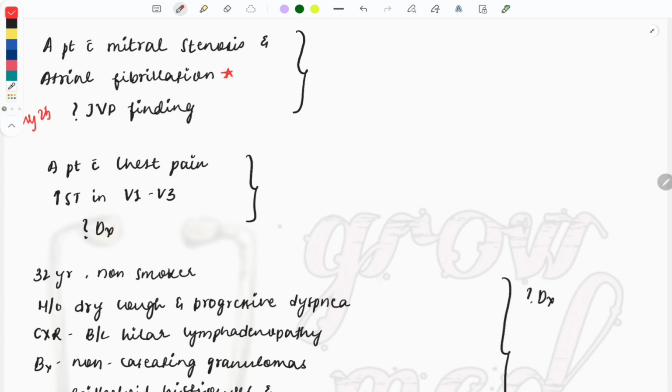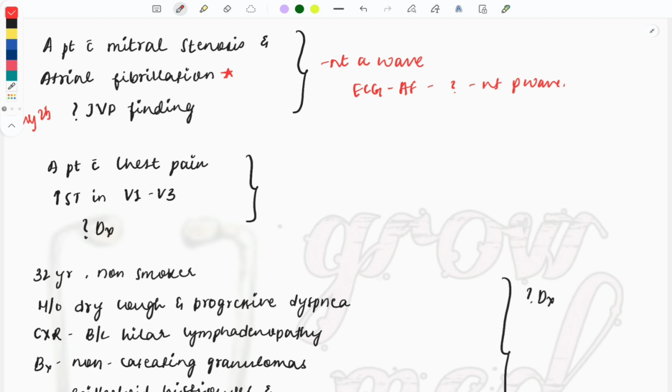So whenever you think of atrial fibrillation, we know that it is associated with the A wave. So absent A wave, this is the JVP finding, because A waves will not be there in case of atrial fibrillation. So let me make it easier for you. On the ECG, what findings do you see in atrial fibrillation? Yes, it is the absent P wave. That means the atrial contraction is very minimal in atrial fibrillation, so that's why these P waves are not seen properly.